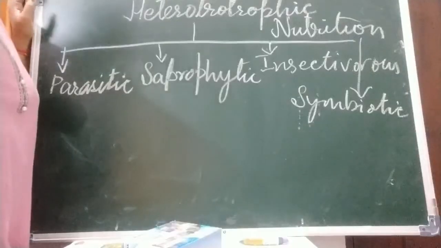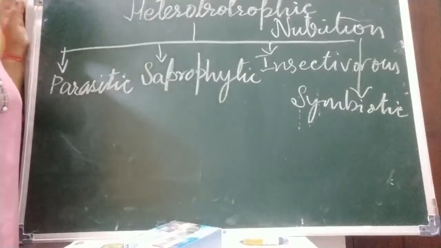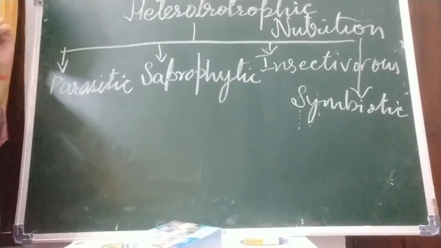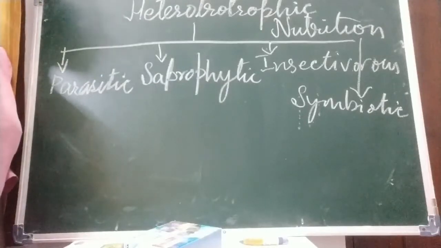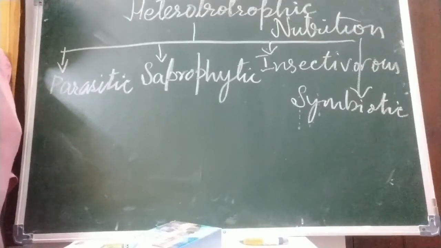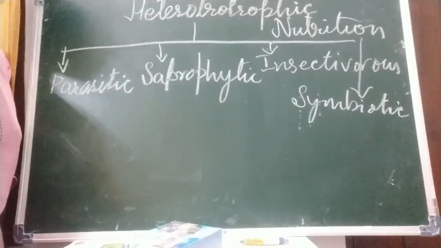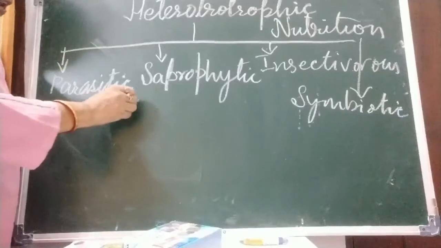Okay, children, we will discuss the heterotrophic mode of nutrition. What is heterotrophic mode of nutrition? In which the plants depend on other plants or organisms for food. This mode of nutrition is called heterotrophic nutrition. There are 4 types. First is parasitic mode. Parasitic plants are those plants that partially or completely depend on other plants for nutrition. They are called parasitic plants.